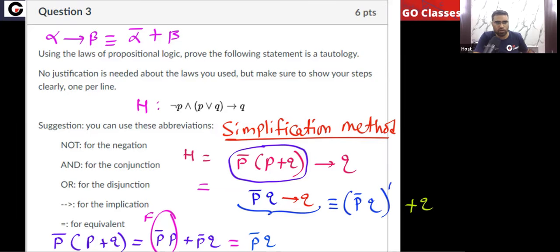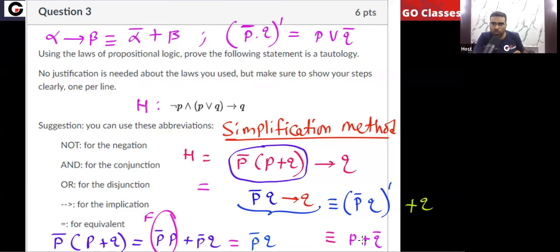So finally, what you got? You can apply De Morgan's law. Do you remember what De Morgan's law is? You have p and q whole bar. Just apply De Morgan's law: there is an and here, so it will become or. This becomes p bar or q bar. So it will become p bar or q bar.